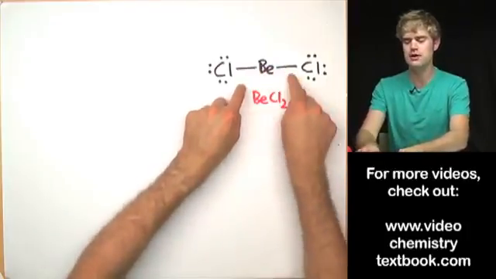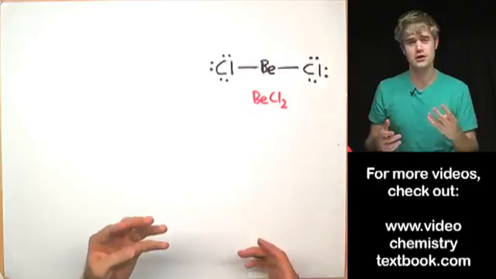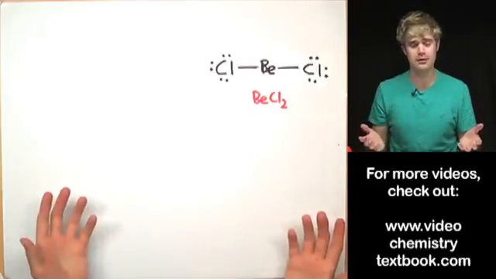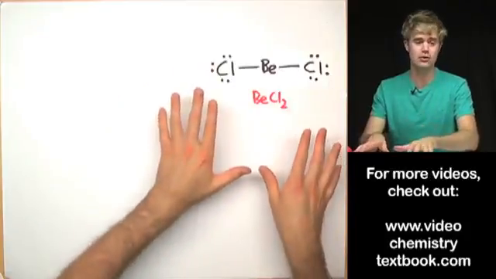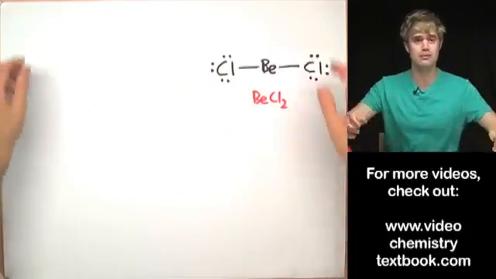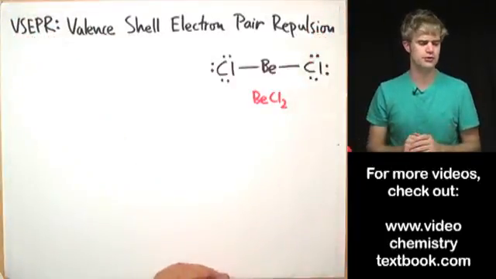When beryllium is making 2 bonds, like it does here with chlorine, it has only 4 electrons in its valence shell, and it's perfectly happy with that. So just keep it in mind, but it doesn't have any important bearing on what the VSEPR shape is. So, a little bit about the VSEPR rules here.